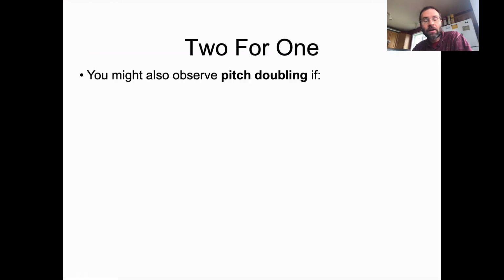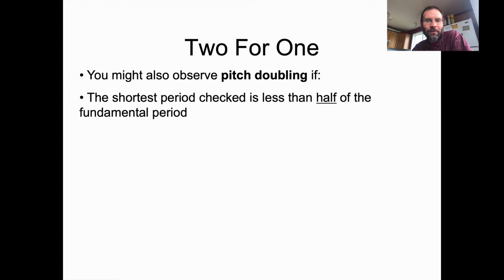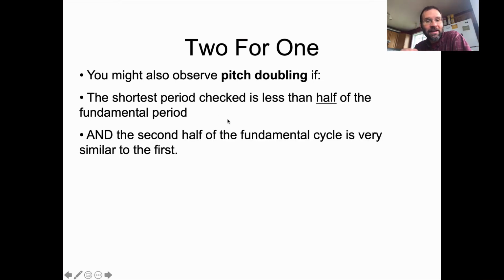Okay, so it's also possible to get the other problem, which is called pitch doubling. It just very rarely happens. So pitch doubling would occur if the shortest period checked is less than half of the fundamental period. And then also the second half of the fundamental cycle looks very similar to the first. It basically looks like, say, a sine wave where you have one big bump and one little bump in your fundamental cycle.